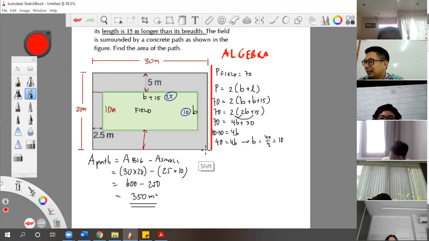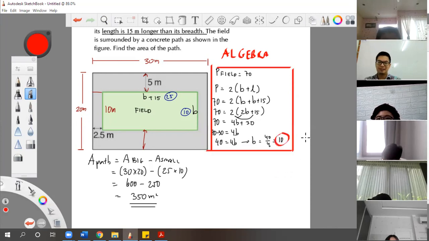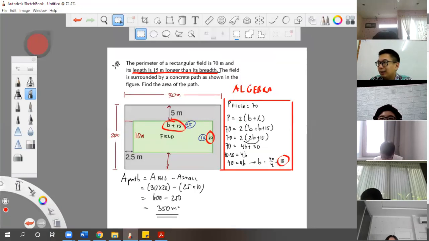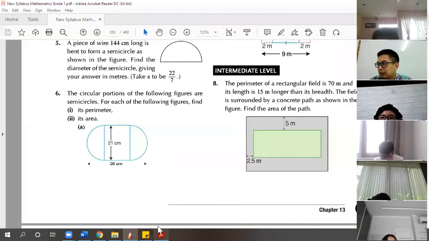Ininya yang agak harus lu bikin dulu. Kalau nggak bikin nggak bisa. Lu harus dapat 10-nya dulu at least. Ya. Terus dari mana ini B plus 15? Dari sini length is 15 meter longer than its breadth. Ini B plus 15. Ini yang susah-susahnya dulu guys. Baru setelah dapat yang B, bisa dapat L bisa terus-terusin ke tempat lain. So you can go to the other part. So this is for number 8.